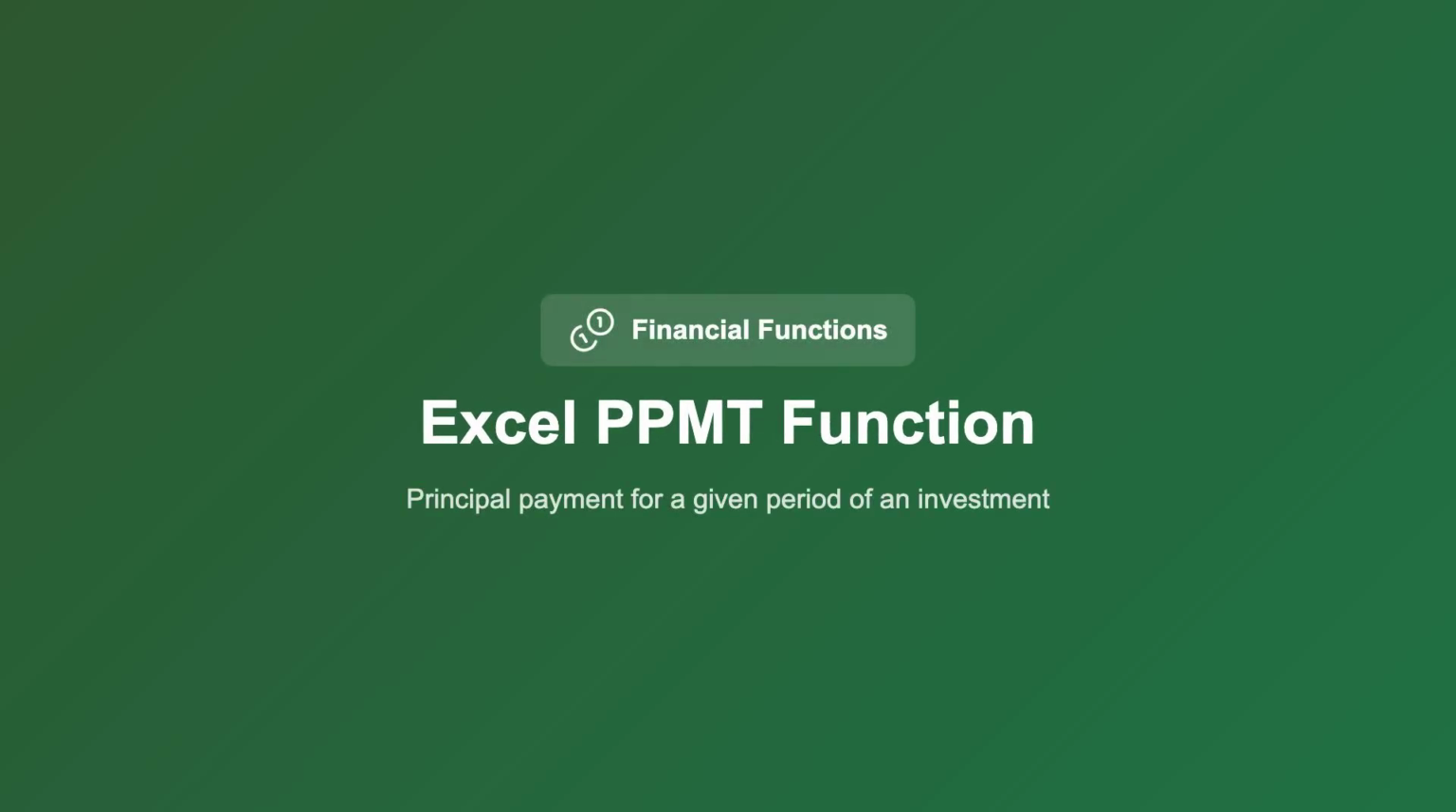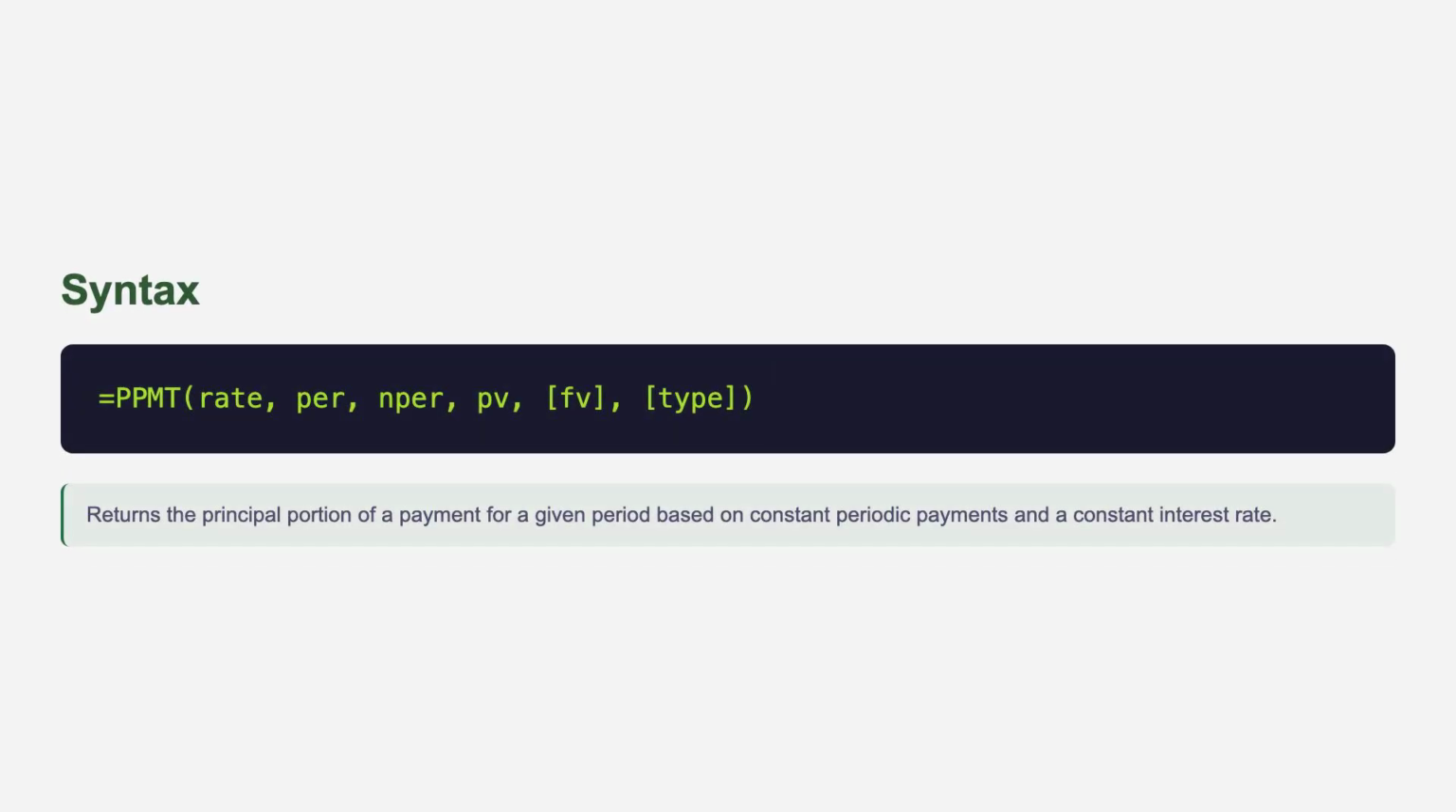Excel PPMT function. This function calculates the principal payment for a given period of an investment or loan based on constant periodic payments and a constant interest rate. The syntax is PPMT with parameters rate, per, NPER, PV, an optional FV, and an optional type.